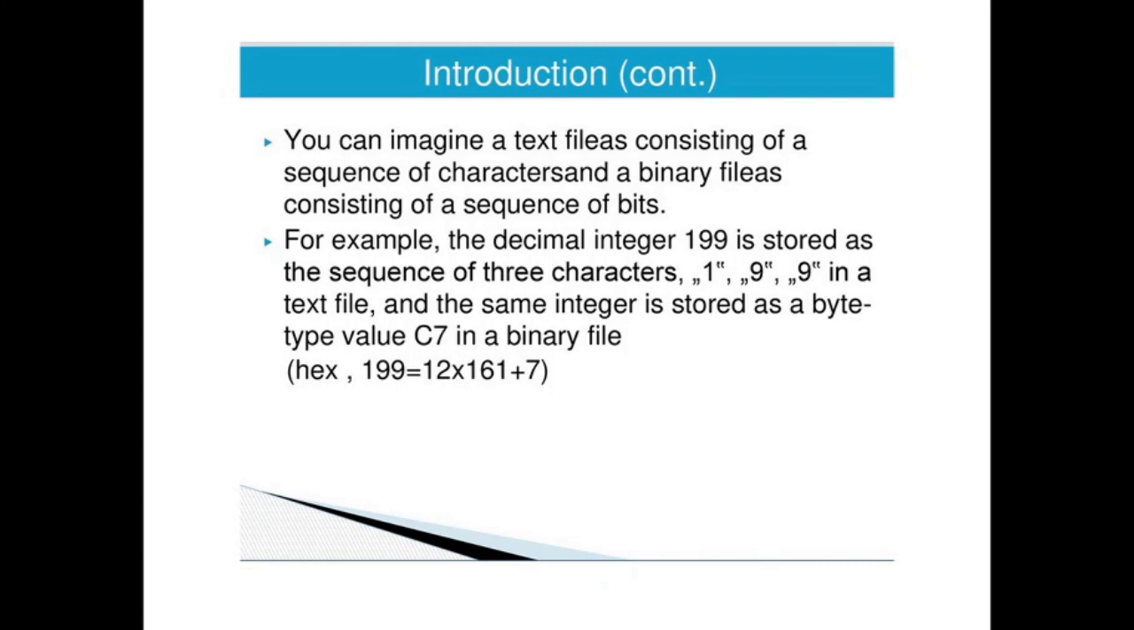For example, the decimal integer 199 is stored as the sequence of 3 characters 199. But if we store this data in a binary file, through a short or an int, then we can read the whole int or the whole short integer at a time. But in a text file, it will be stored as 199. So what is written here is that the decimal integer 199 is stored as a sequence of 3 characters 199 in a text file, and the same integer is stored as a byte type value C7 in a binary file. Now this is a hexadecimal notation, as you can see.